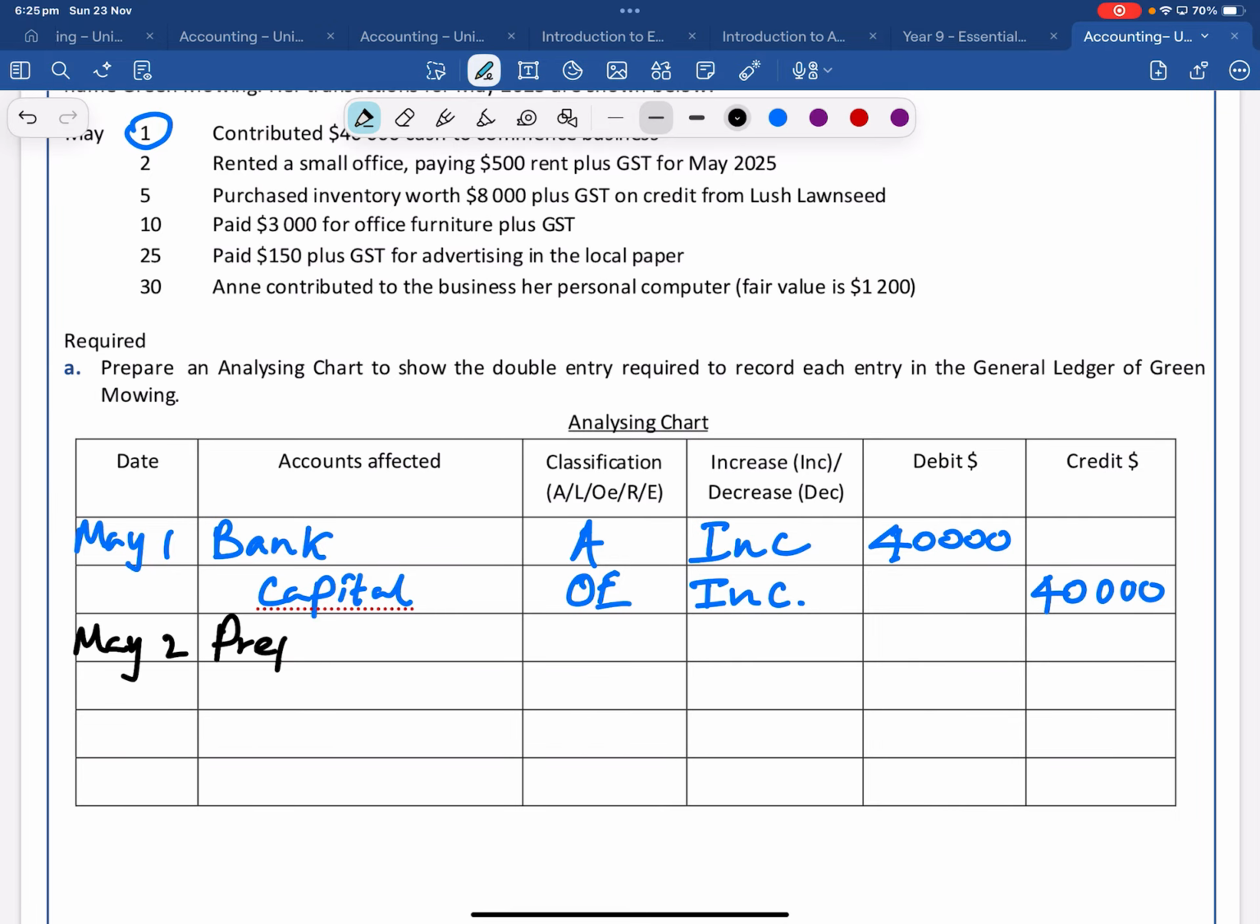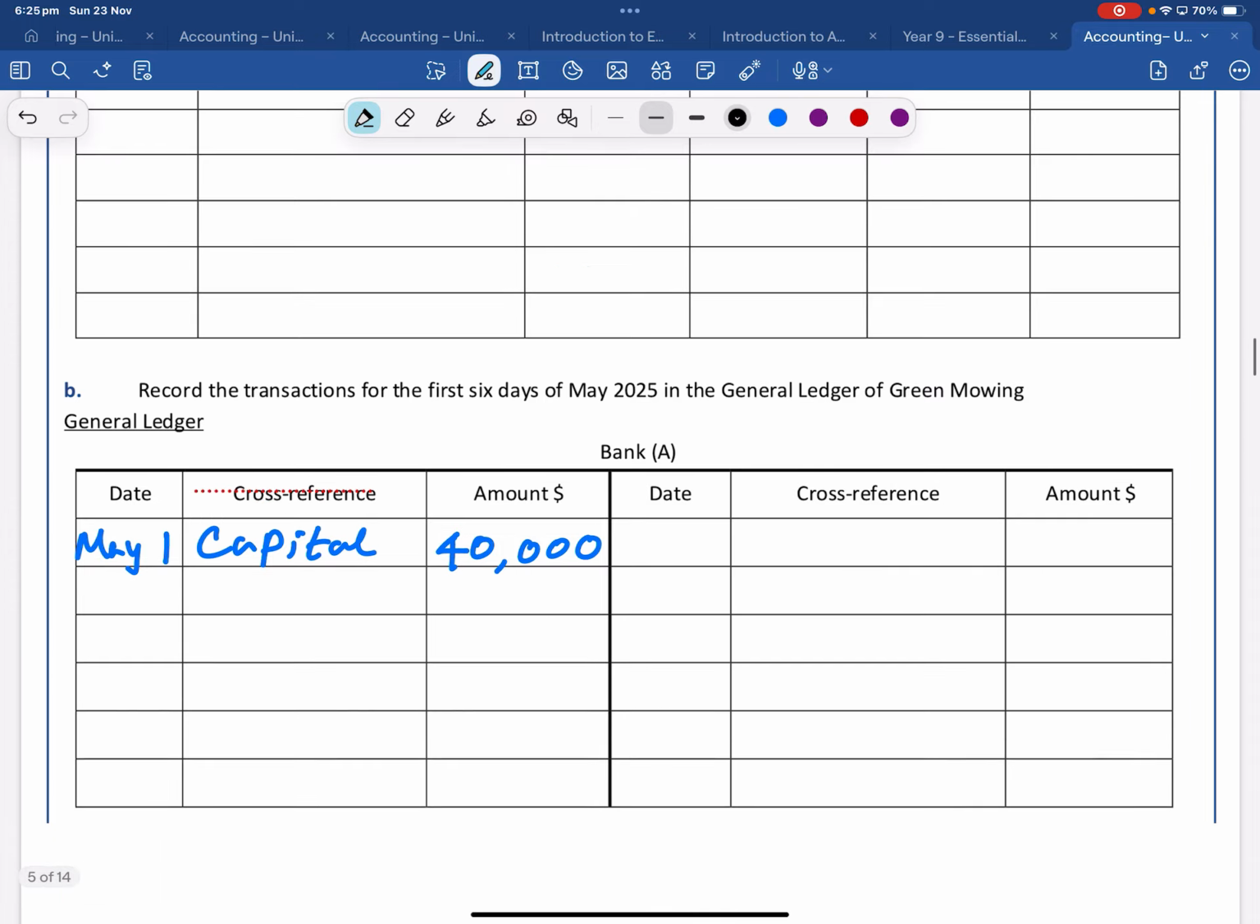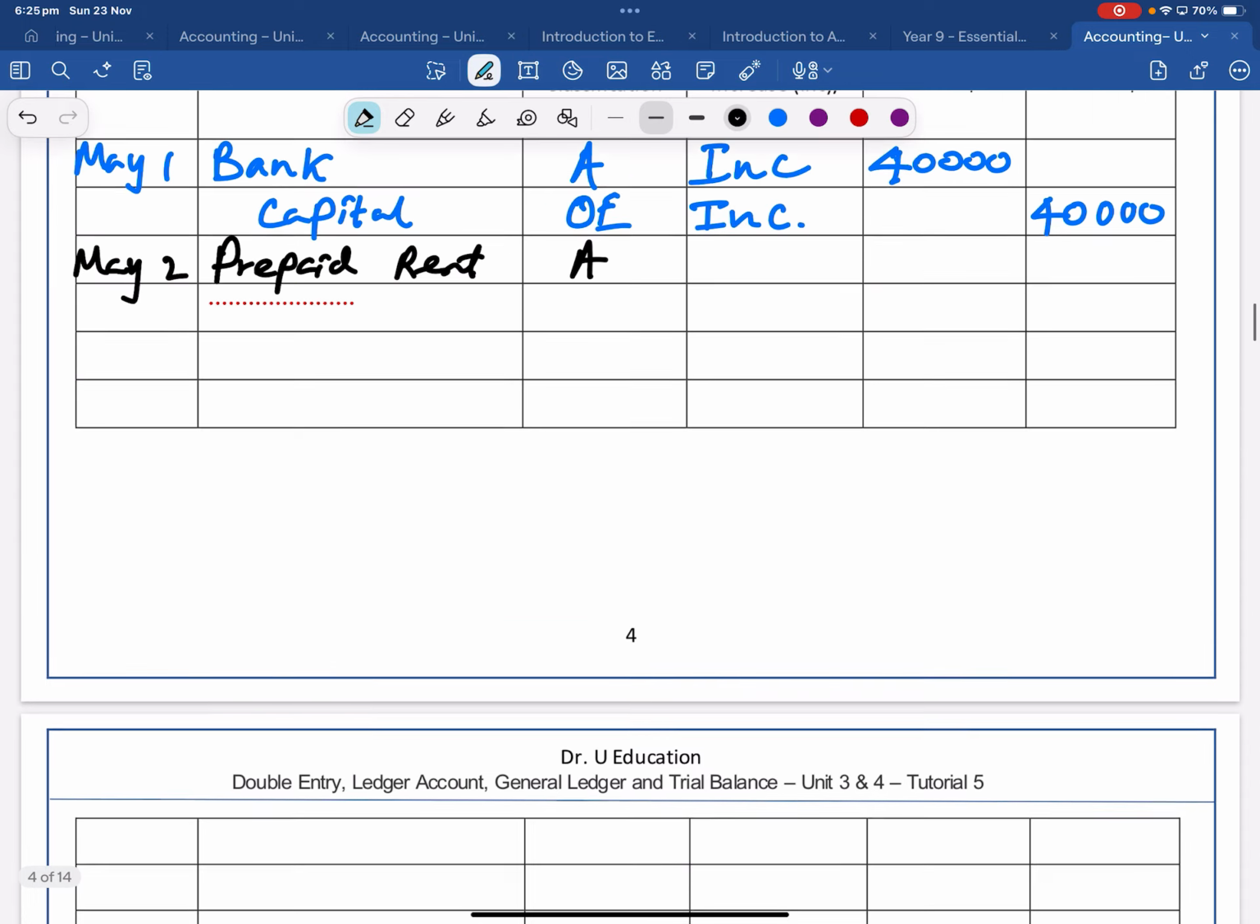Prepaid rent. What is it? Expense? Asset. Prepaid rent is an asset for now. You should write prepaid rent expense because on this account. Yeah. Prepaid rent expense. Write it.